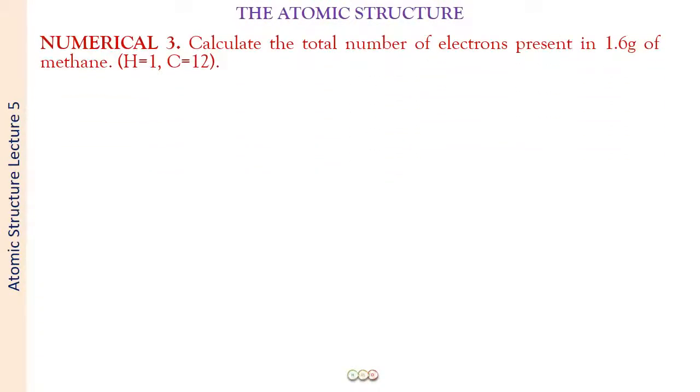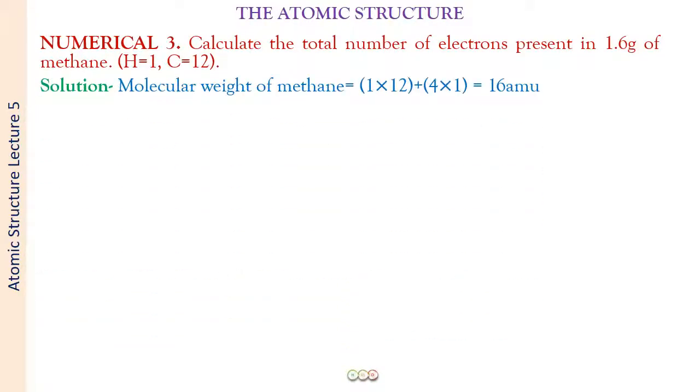So now let us see another example. The question says calculate the total number of electrons present in 1.6 gram of methane, the atomic mass of hydrogen being 1 and that of carbon being 12. So you know the molecular weight of methane, how are we going to calculate it? This is going to come up to 16 AMU and the gram molecular weight being 16 grams.